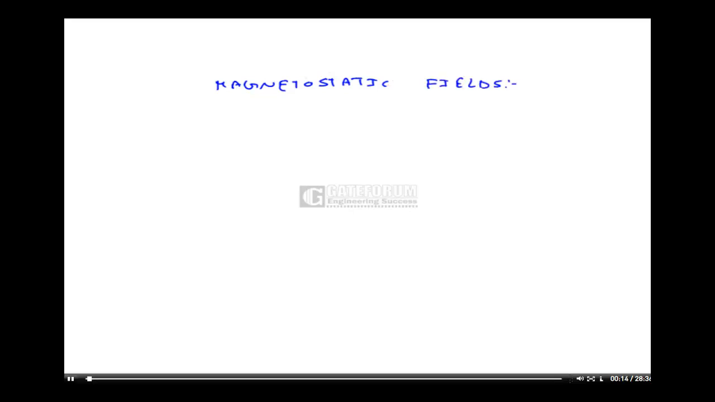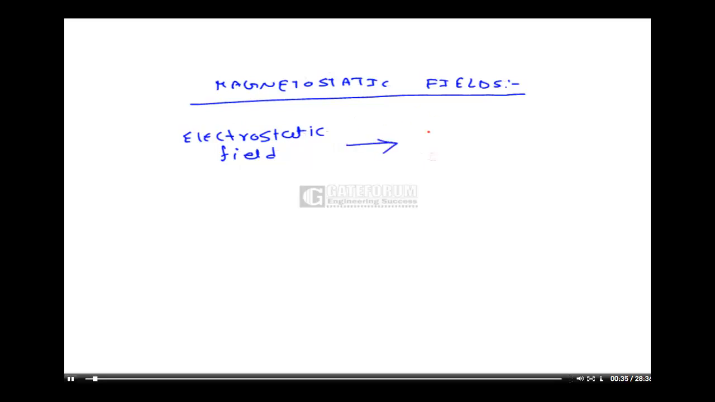Magnetostatic fields. Here we know that electrostatic field, we already discussed electrostatic field. So electrostatic field is produced by static or stationary charges.